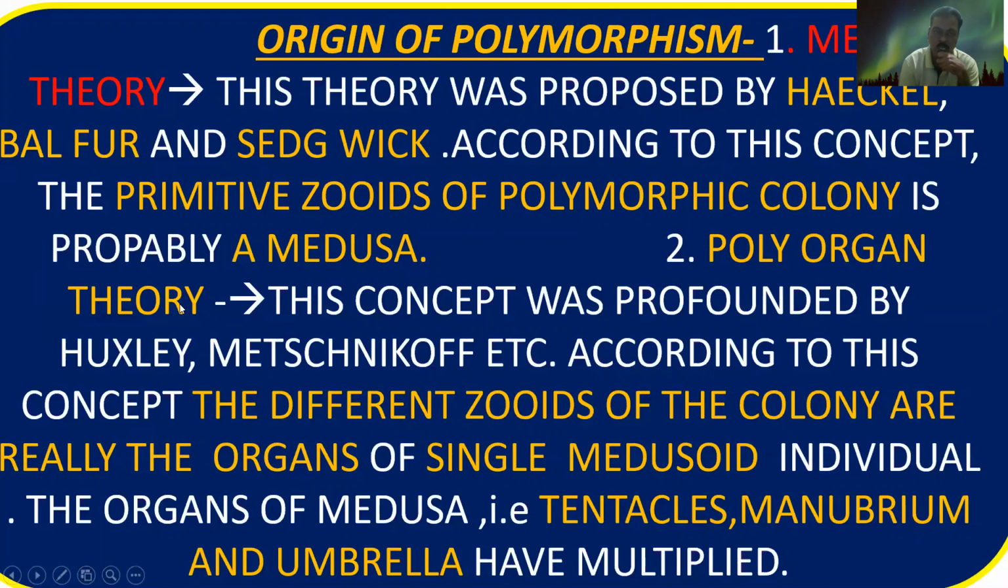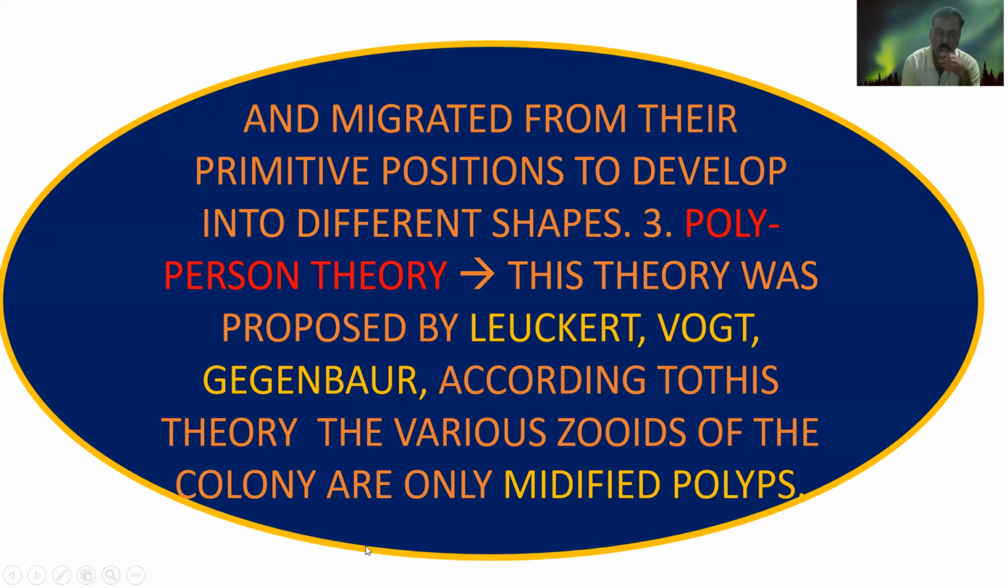Next one is the polyorgan theory. This theory was propounded by Huxley and Metchnikoff. According to this theory, the different zooids of the colony are really the organs of a single medusoid individual. The organs of medusa, that is tentacles, manubrium, and umbrella, have multiplied and migrated from the primitive positions to develop into different shapes.